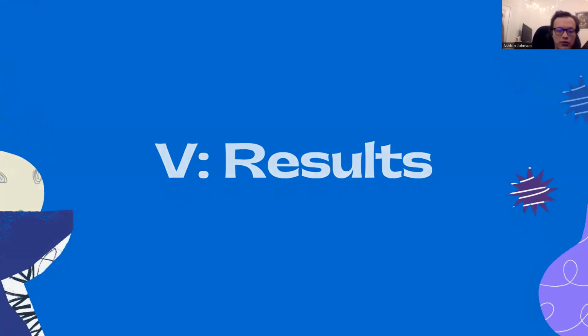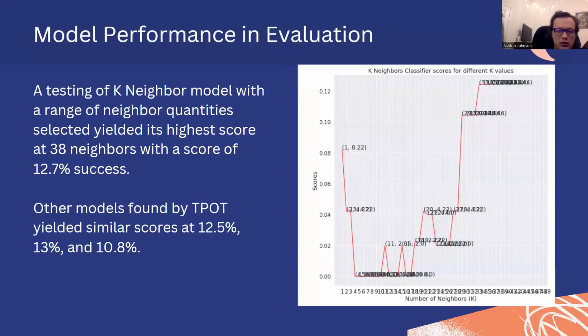Section 5, results. A testing of a k-neighbor model with a range of neighbor quantities 1 through 49 selected its highest score at 38 neighbors, with a score of 12.7% success. And other models found by TPOT yielded similar scores at 12.5, 13, and 10.8% success.